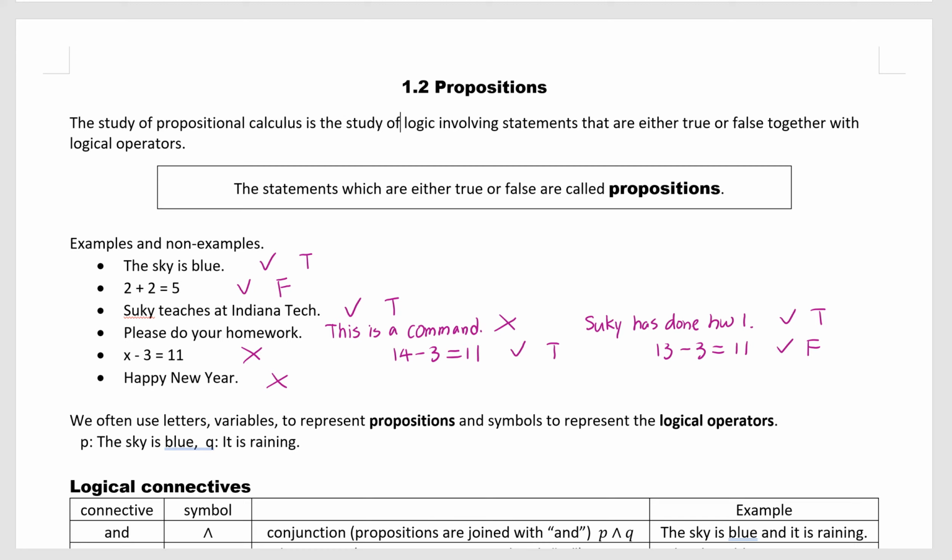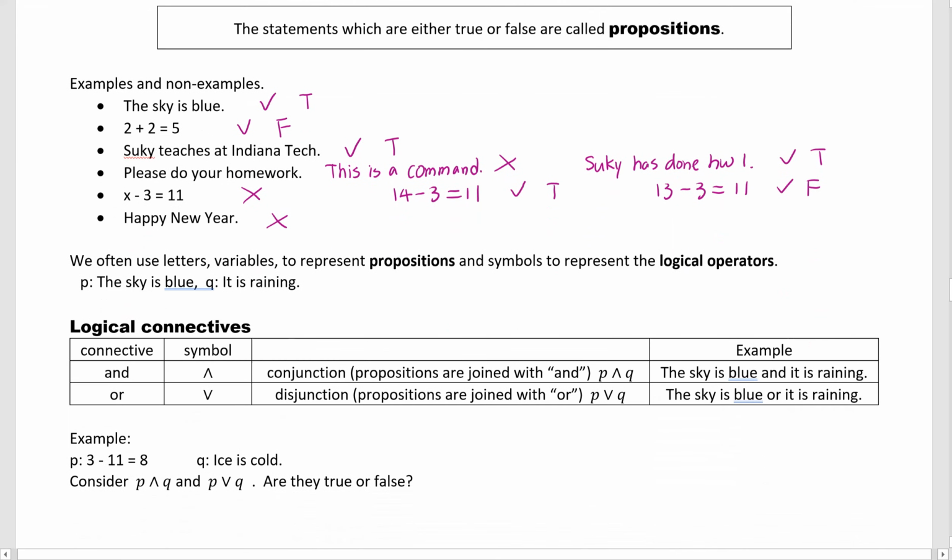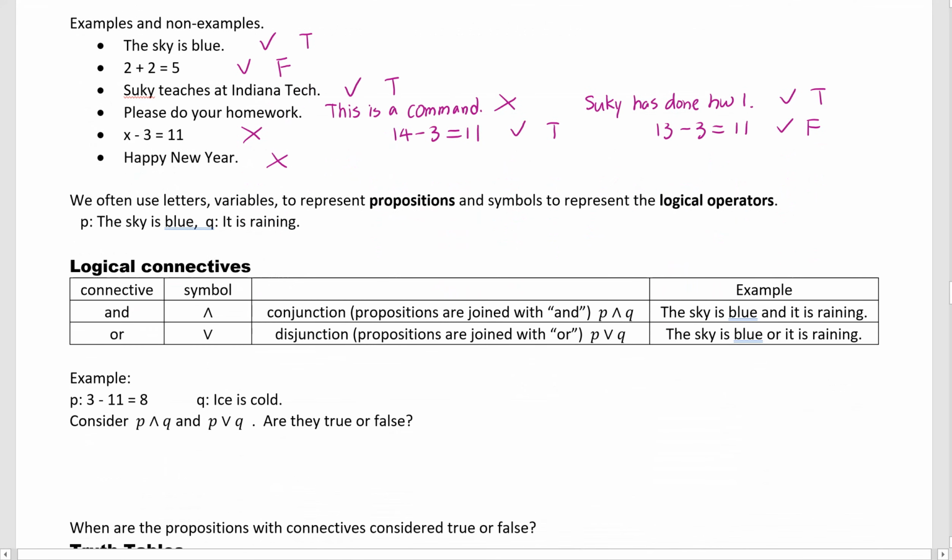Okay. We often use letter variables to represent propositions and symbols to represent the logical operators. So let P be the statement, the sky is blue. Let Q be the statement, it is raining. Okay. So what are the logical connectives? The common ones are and, or. So for and, we use a symbol.